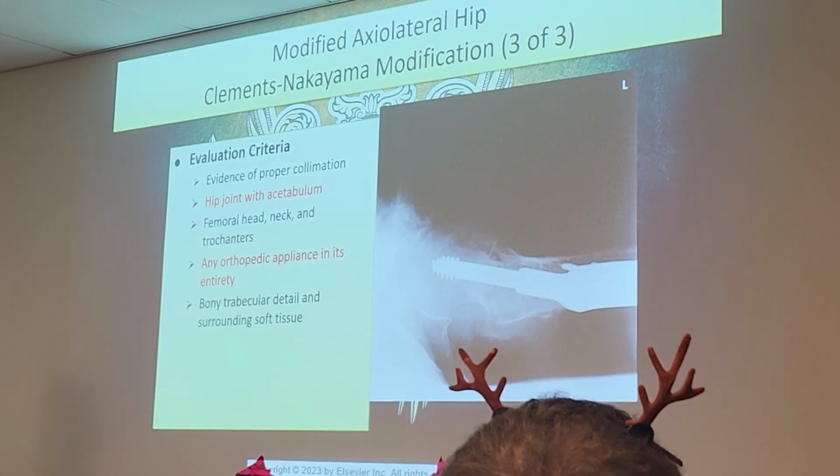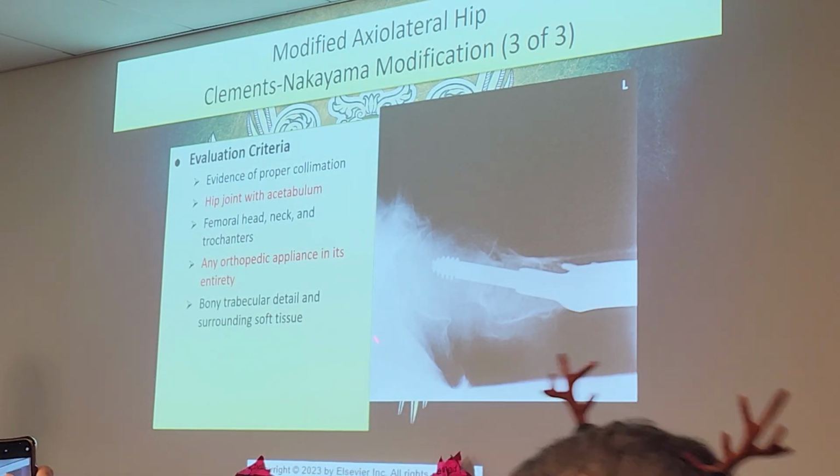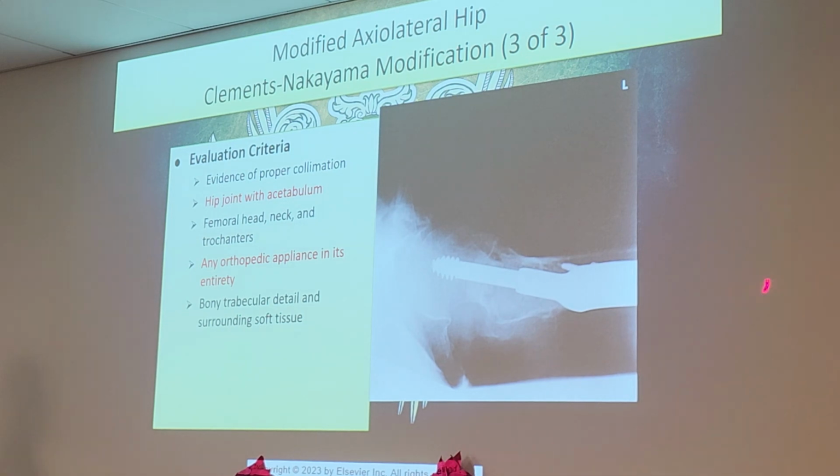All right, as you can see, guys, it looks like a Donahue Miller, but the quality is more compromised. It's not going to be as pretty. It's a little more muddled, with higher contrast. We got some tissue down here from the other leg. Suboptimal exam, but it still delivers the results if they really want that lateral hip and there's no other way. We want to see the hip joint with the acetabulum, the femoral head, neck, and trochanters, and any orthopedic appliance in its entirety.